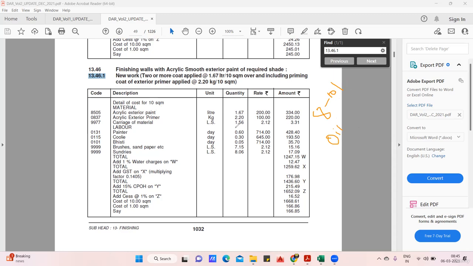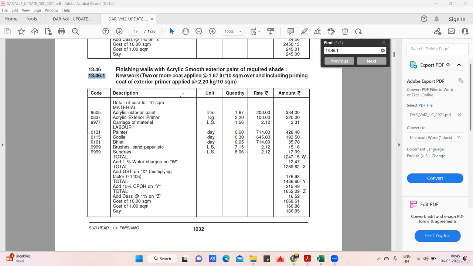Okay, now come to the carriage of material. First, you go with labor. You require a painter. His work is 0.60. He is going to charge you 714 rupees. Then a coolie, you require 0.3, at 645. A bhisti is required, 0.05, at 714. Then brushes and sandpaper are required. That rate also they have put. Sunrise, including the scaffolding, that also they have put.